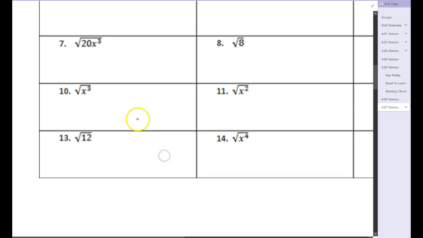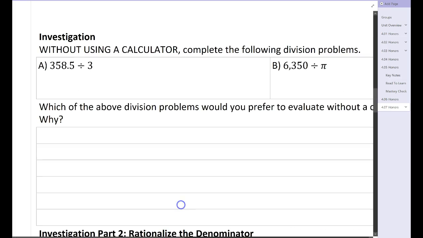Now, to get into rationalizing the denominator, what you're going to do initially is pause the video. Go to where the investigation says, without using a calculator, complete the following division problems. Hopefully you remember how to do long division. If you do not, the basics are, you put the division symbol, the 3 goes on the outside, and on the inside we get 358.5.